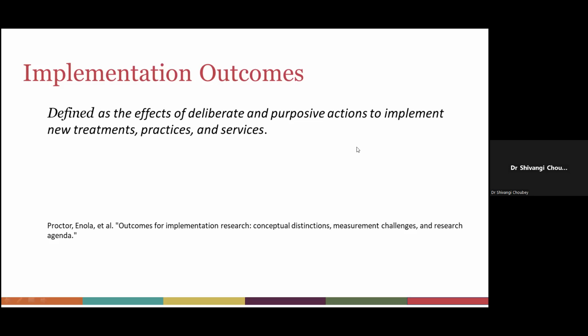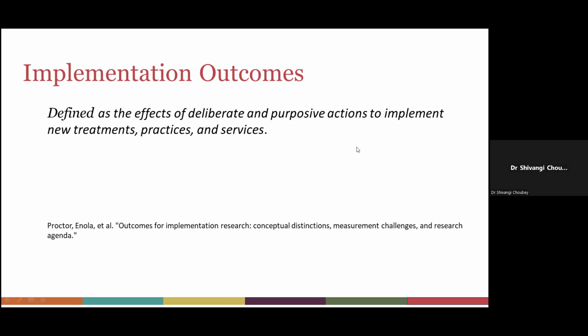So what are implementation outcomes? These are defined by Proctor et al. as the effect of deliberate and purposive actions to implement new treatments, practices, and services. So basically, implementation outcomes are the result of implementation activities or implementation strategies. They measure the effectiveness of implementation, whether the implementation is effective or not in our settings. So we need implementation outcomes for that.